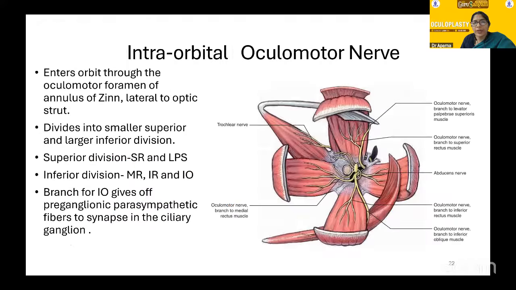Now coming on to the intraorbital part of the oculomotor nerve, it enters the orbit through the oculomotor foramen. It divides into a smaller superior and a larger inferior branch. The superior division gives off branches to the superior rectus and the LPS. The rest of the muscles are supplied by the inferior division. The branch to the inferior oblique, as seen in this diagram also, gives off a branch to the ciliary ganglion, carrying the preganglionic parasympathetic fibers.